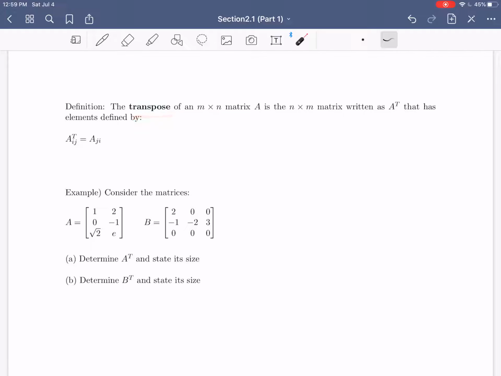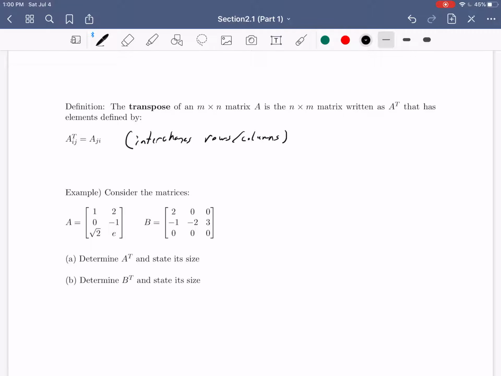So the transpose of a matrix applies to any matrix. So the transpose of an m by n matrix A is the n by m matrix. So notice it flips the number of rows and number of columns. It's written as A with a capital T denoting transpose. It's not actually an exponent, it's just a superscript. And it has elements defined by the ij-th element of the transpose being the ji element of the original matrix. So what this does is this flips, or maybe not flips, let's say interchanges is a better word. This interchanges rows and columns.